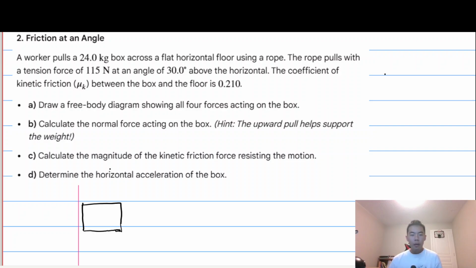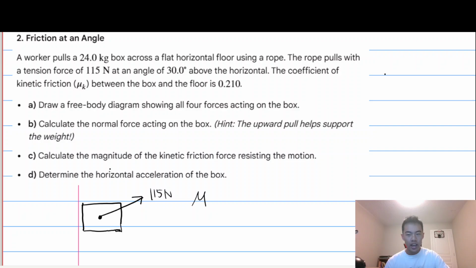Okay. The rope pulls with a tension force of 115 newtons at an angle of 30 degrees above the horizontal. So there's a rope pulling with 115 newtons. And the coefficient of kinetic friction. The coefficient is always written as mu. Okay.